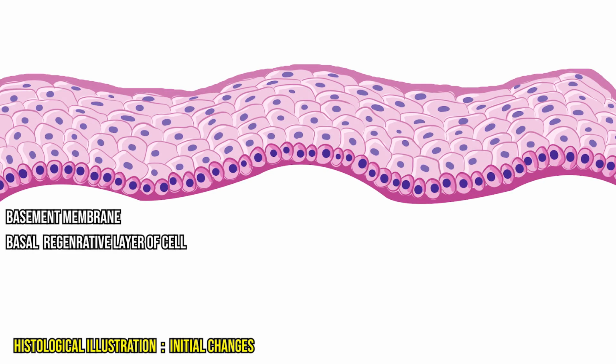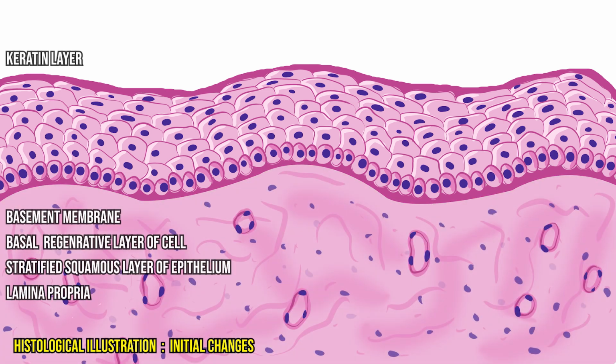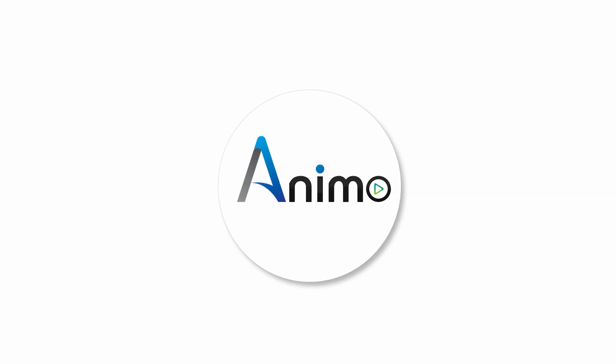This is the basement membrane. This is a basal layer cell. This is the epithelium of tongue, and this is the lamina propria. And here you see these are the initial.